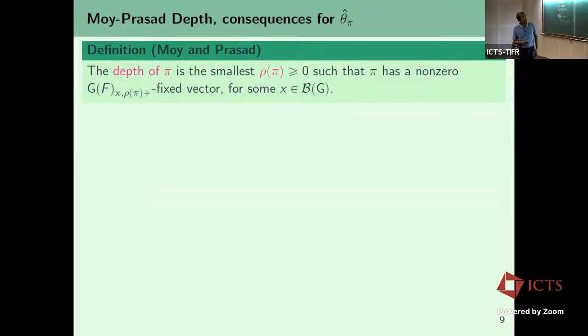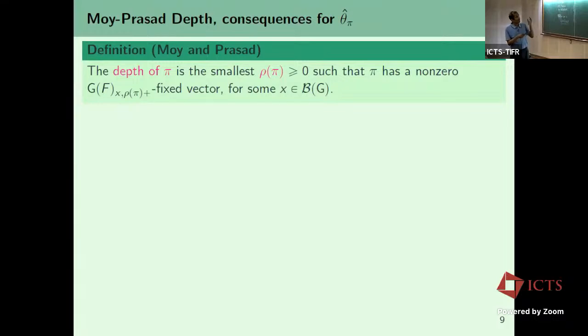Okay, so if you have an irreducible smooth representation pi, its depth is the smallest real number rho of pi such that pi has a non-zero fixed vector under some rho of pi plus index Moy-Prasad subgroup, under some G(F, x, rho(pi)+). So depth measures the first occurrence of fixed vectors. How large subgroups do you have which fix some non-zero vector in the representation?